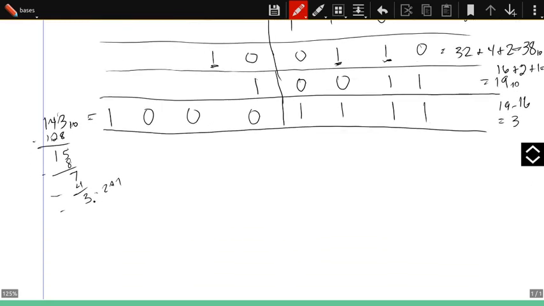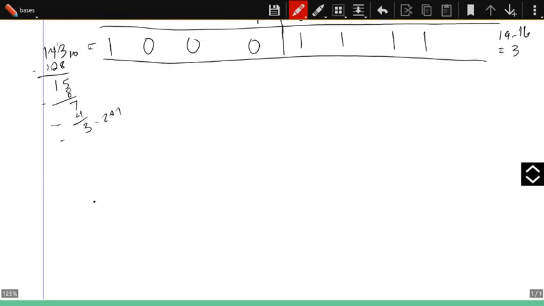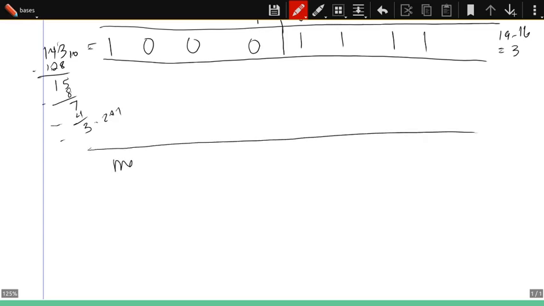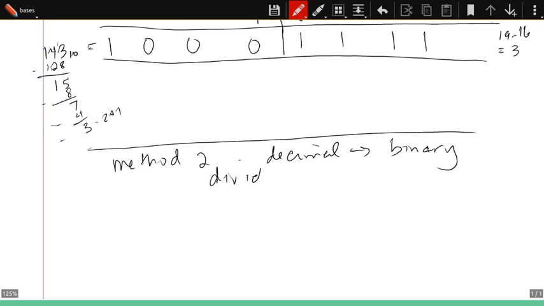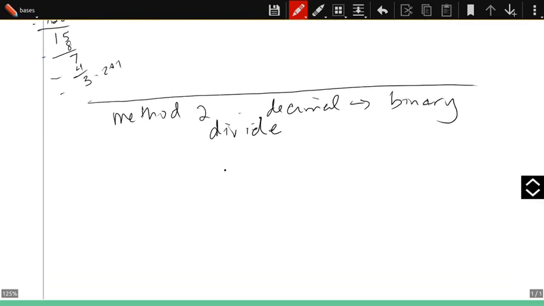Let's look at another way of converting a decimal to binary that I'll call method 2, and it works really well for any base conversion from decimal to any base. So let's look at method 2. Decimal to binary, and this works for any conversion from decimal to any other base. And this is the divide method. So in the divide method, what we do is we start with our number. So let's look at the example of 19 in base 10. And we're going to divide this number by the base until we can't do it anymore.